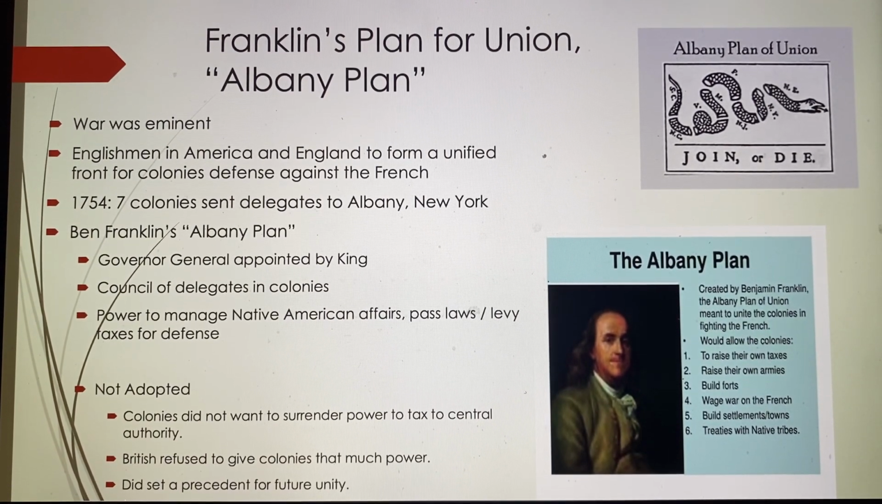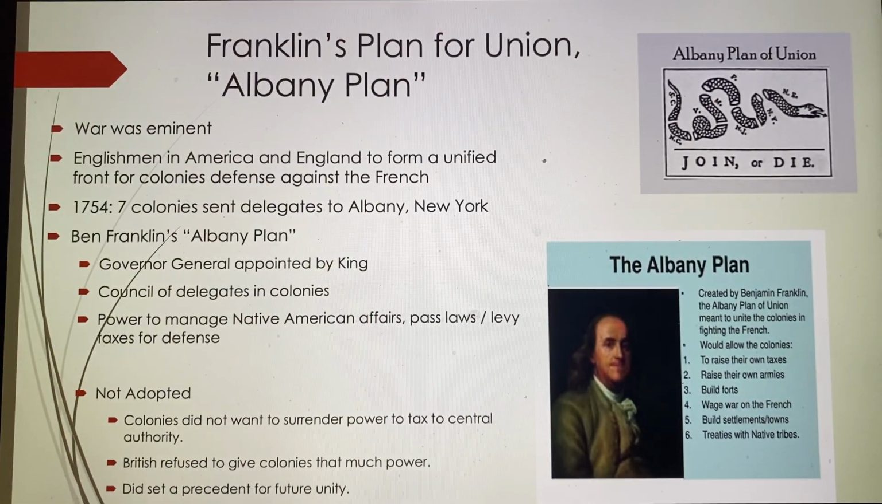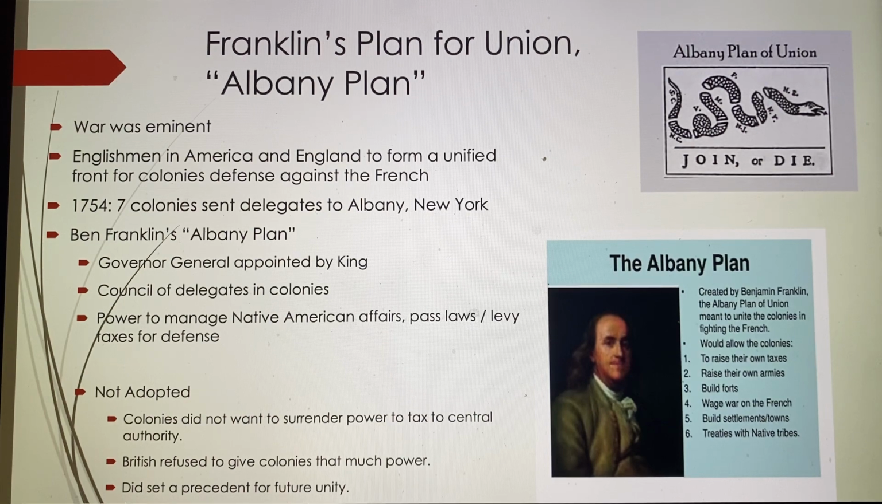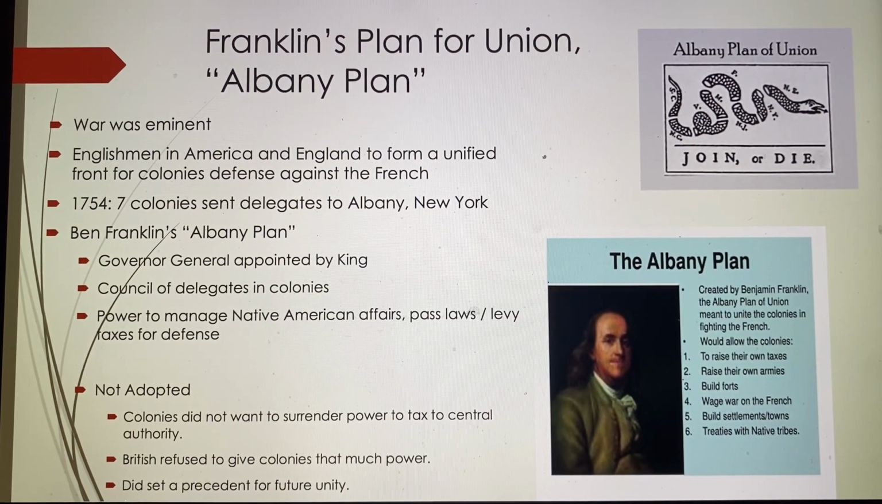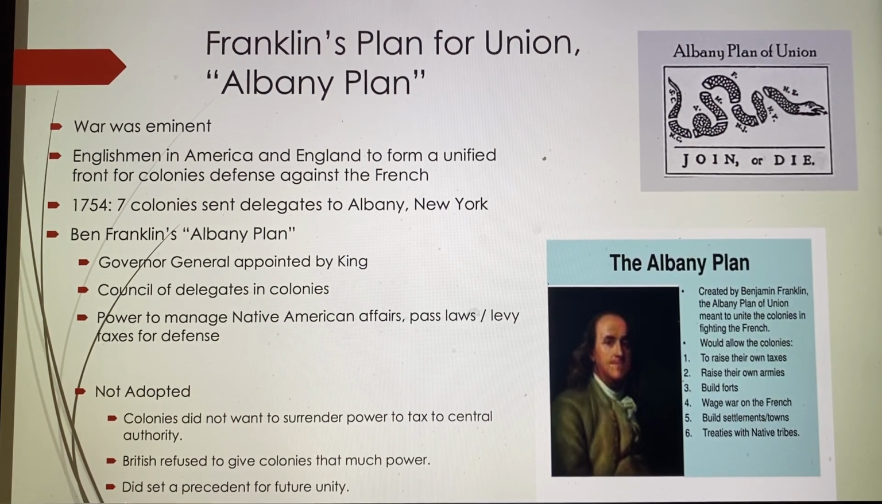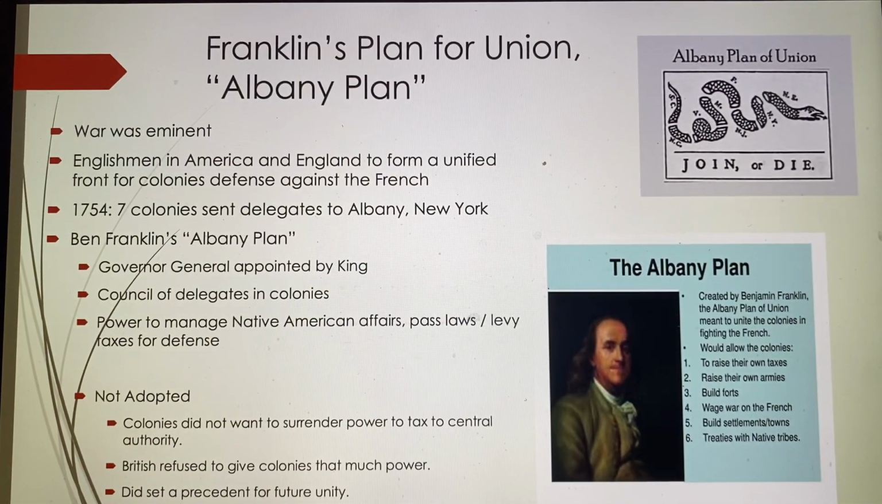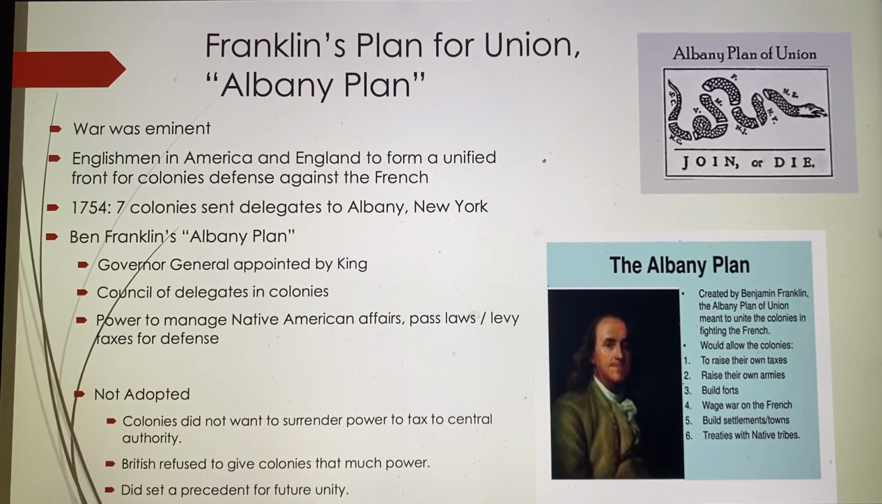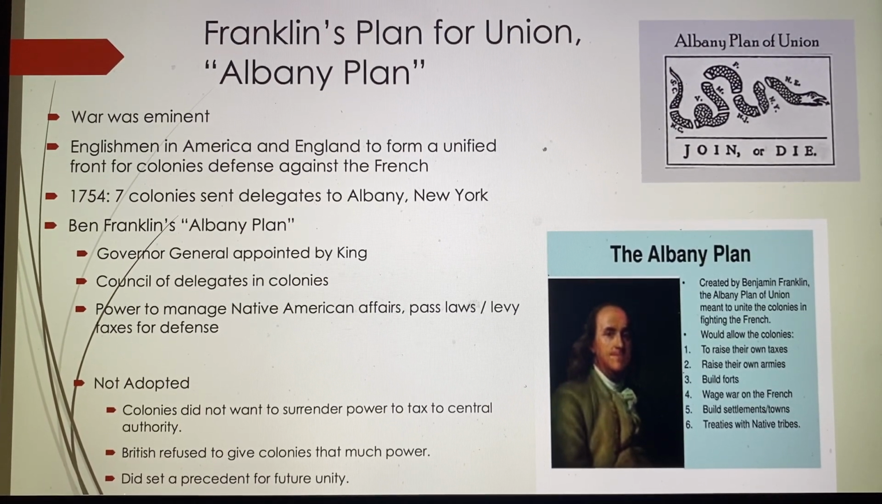So, right here in his plan, it says it would allow the colonies to raise their own taxes, raise their own armies, build forts, wage war on the French, build settlements and towns, and have treaties with the Native American tribes. That was all in his plan. And I like this picture of it. It says, "Join or die." But guess what? The colonists did not accept it.